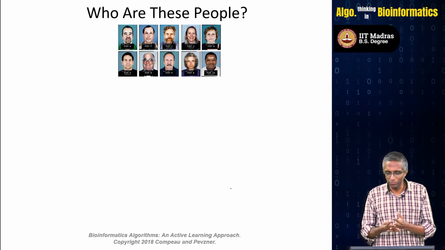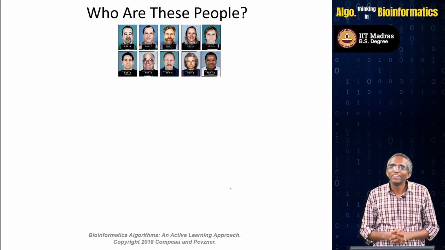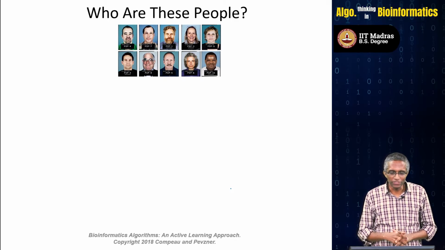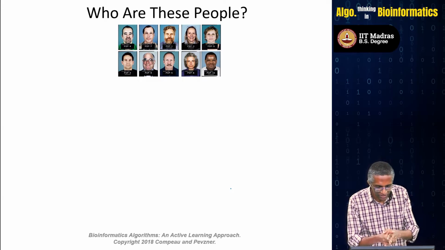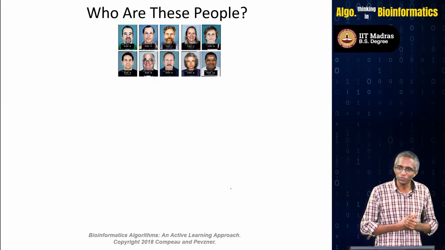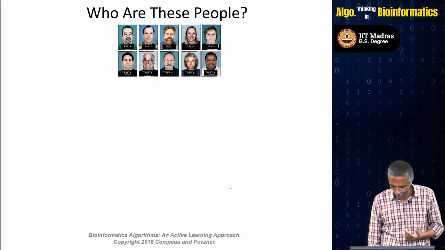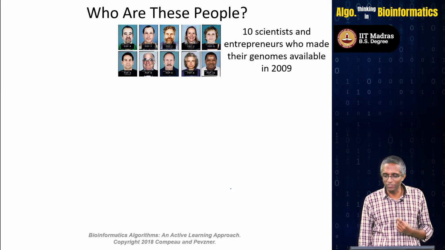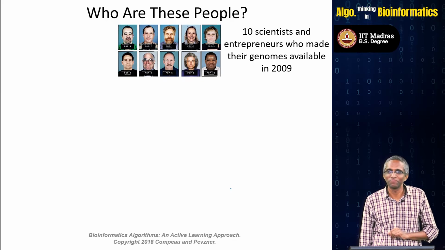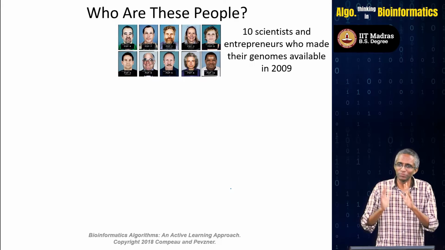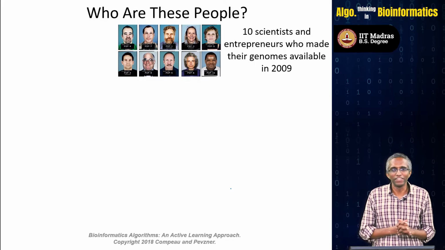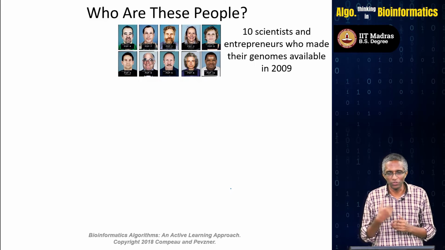And now we come to the question we posed in the beginning: who are these people? Any guesses? These are the people whose genome has been sequenced in the Personal Genome Project. You have PGP1, and several others who contributed their genomes because they wanted to sequence their genomes. This is the Personal Genome Project: 10 scientists and entrepreneurs who made their genomes available in 2009. Francis Collins and Craig Venter didn't want to reveal theirs for privacy reasons, but certain people said, "I don't have concerns about privacy. Here is my genome."